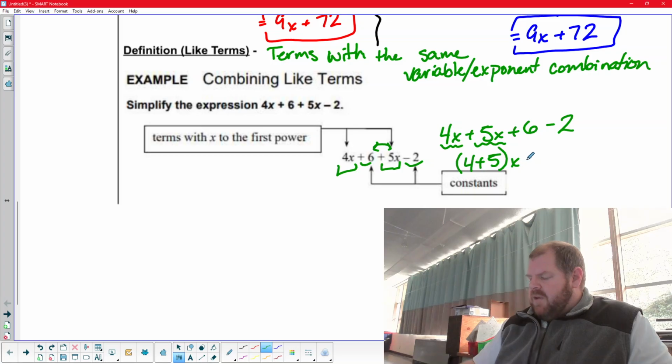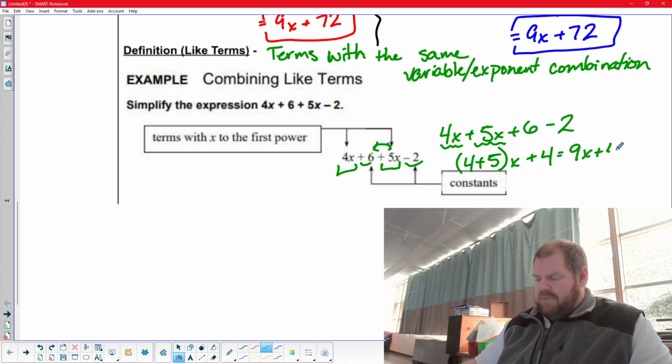4 plus 5x, and then plus 6 minus 2 is 4. And 4 plus 5 would give us 9. So if I were to combine these or simplify this expression, I would get 9x plus 4.